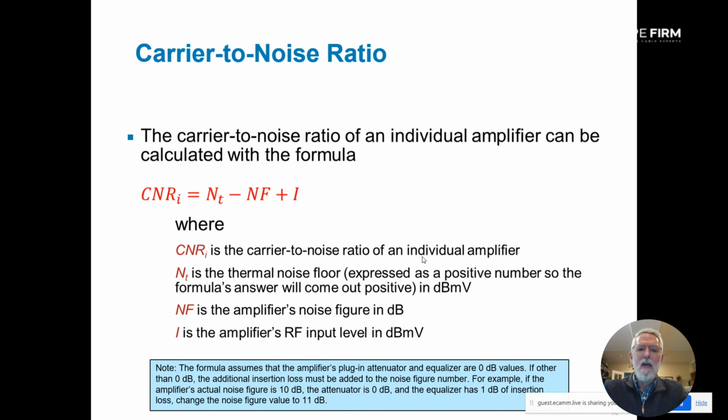And we'll say we've got a 0 dB attenuator on the input to this amplifier, but we plug in an equalizer, and the equalizer's insertion loss is a dB. So in this case, to account for that, we would change the noise figure value that we use in the formula from 10 dB to 11 dB. We just add the insertion loss of that equalizer to the noise figure number. That's all. But the amplifier got a little bit noisier by 1 dB. It did. Yep. Just because of that equalizer.